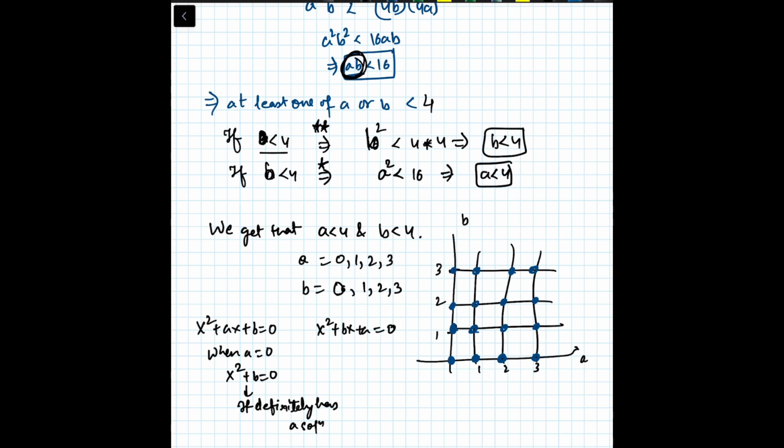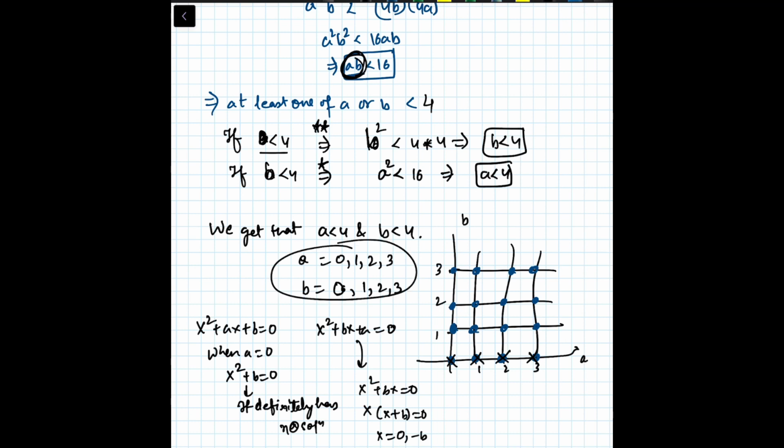But in that case, what will happen to the other equation? This will be x square plus bx is equal to 0. So you have x plus b is equal to 0, x is equal to 0 or minus b. These are the solutions. So that means we are not looking for the points where a is 0. So this is gone, this is gone, this is gone, and this is gone. Although we get them from here, this whole line is gone.